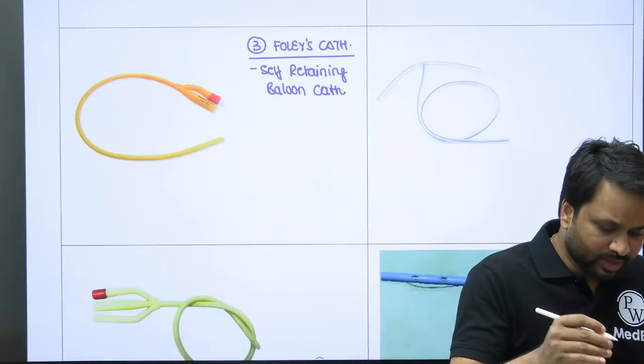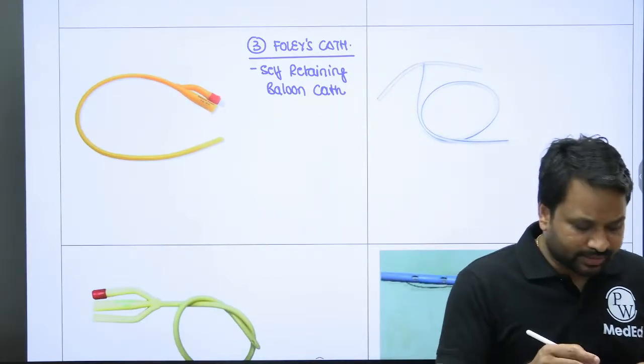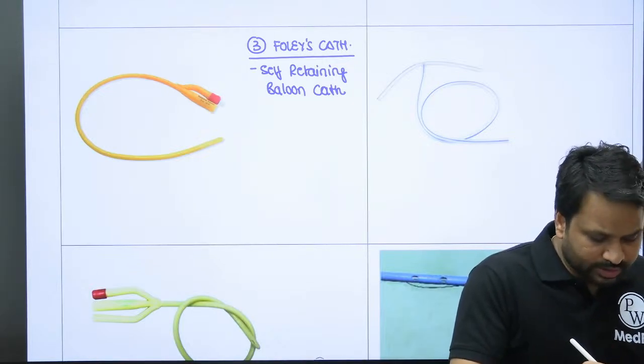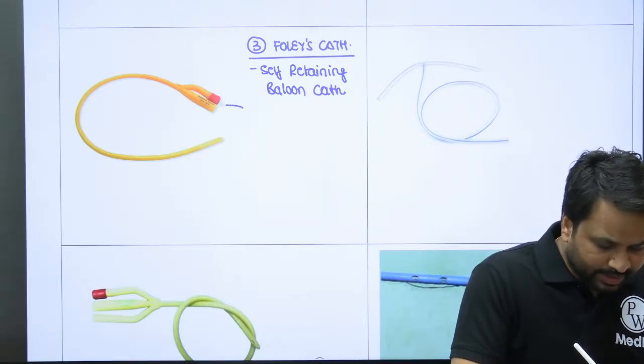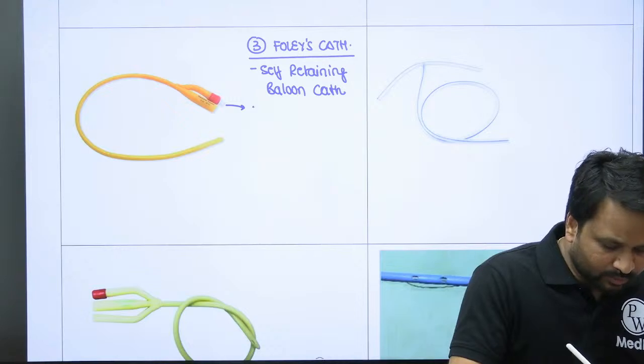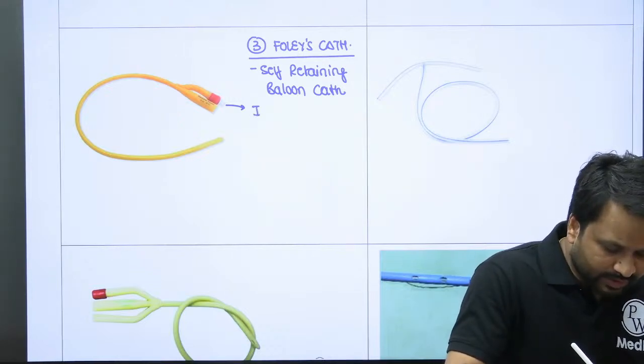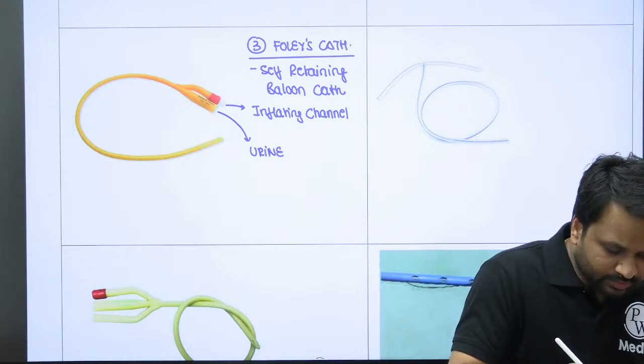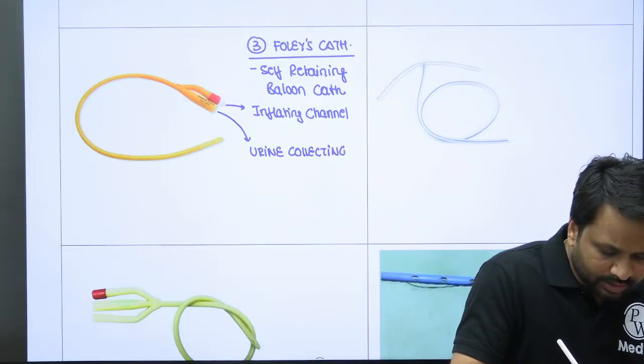Absolutely correct, right? So when you look at the self-retaining balloon catheter, there are two things that you should know. One is the entry point, which is used to inflate the balloon, so this is what we call the inflating channel. And this you can see is for the urine collection, the urine collecting channel.